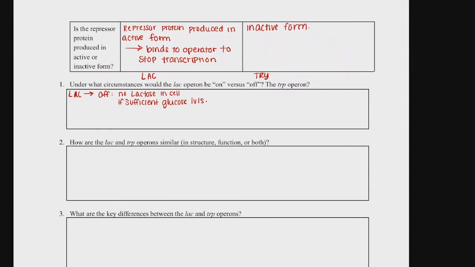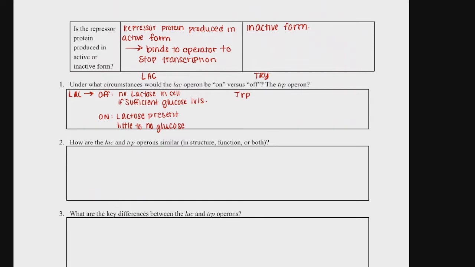And this just means levels. And then it would be on when lactose is present and there's little to no glucose. As you can see here with the off and on, they kind of go with each other. So no lactose, sufficient glucose, some lactose, sufficient glucose, it's off. And then if lactose is present and there's little to no glucose, then that's the only time that it's on.